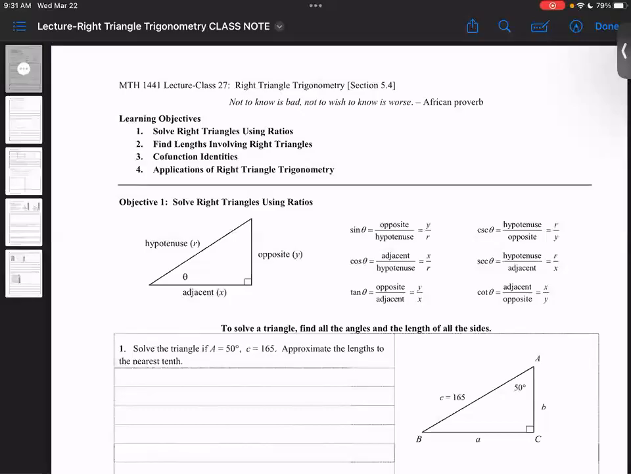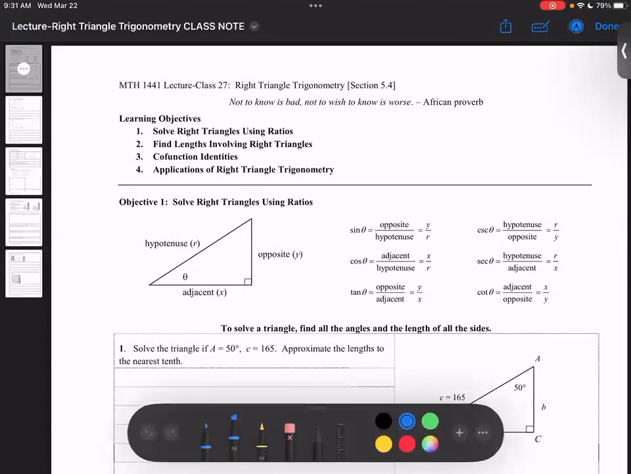So section 5.4, right triangle trigonometry. Given a right triangle like that, I'm going to call the two legs either opposite or adjacent, and the longest side is the hypotenuse. If you put this in your unit circle or any circle at all, the hypotenuse represents the radius.